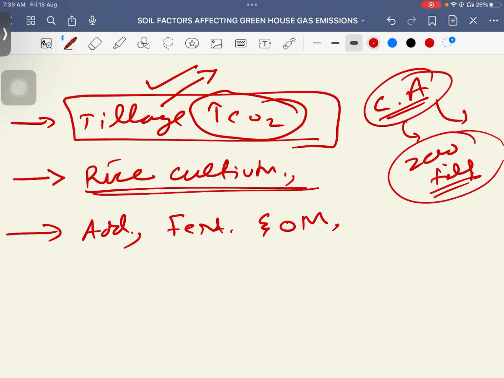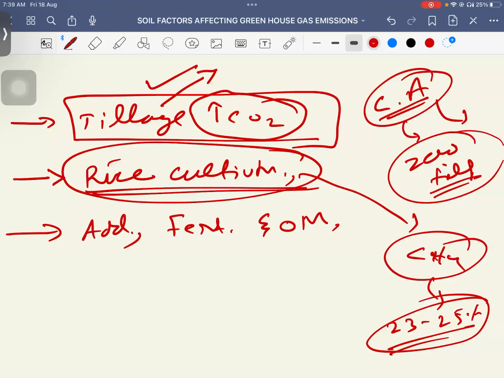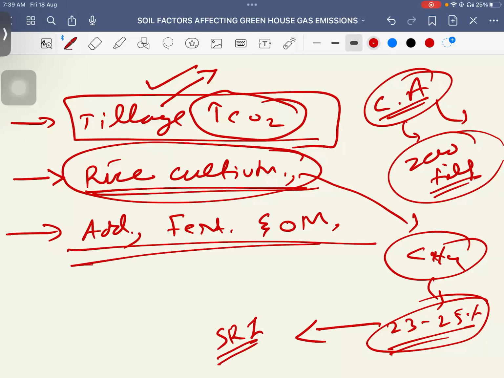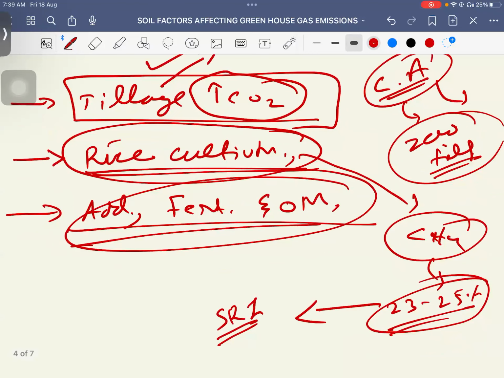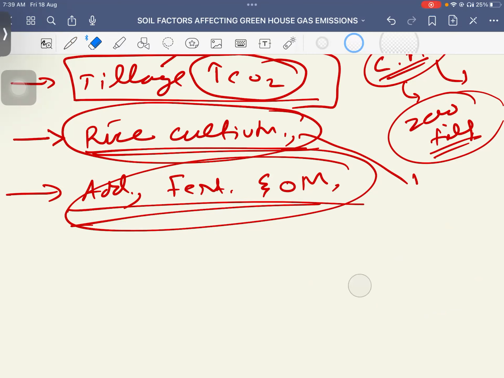Next is rice cultivation. I told you about methane emission from rice cultivation. In puddled rice, around 23 to 25% of methane emission comes from the rice fields. That's why, to some extent, we can reduce them through the system of rice intensification and other practices. Next, if you use fertilizers and organic matter, that also will lead to more greenhouse gas emission. So these are the important factors which we need to remember.